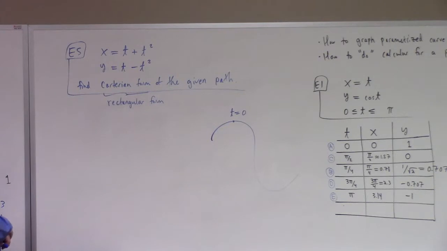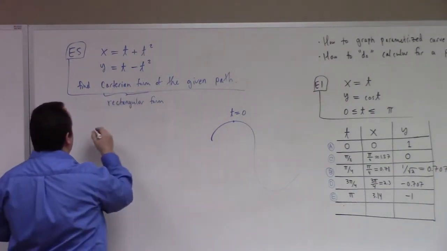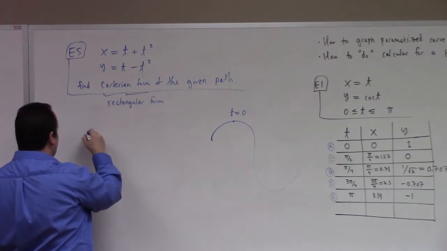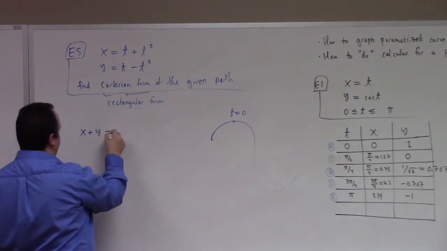Here, I wouldn't advocate doing anything except for algebra. Basically, we want to play a game where we eliminate t, right? So what I would do is I would add equations. If I add those 2 equations, I get x plus y equals what?